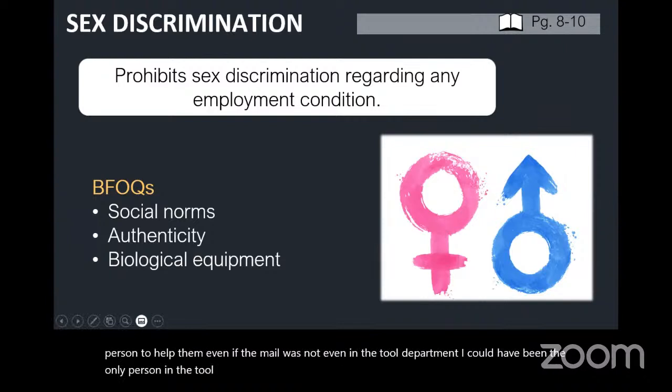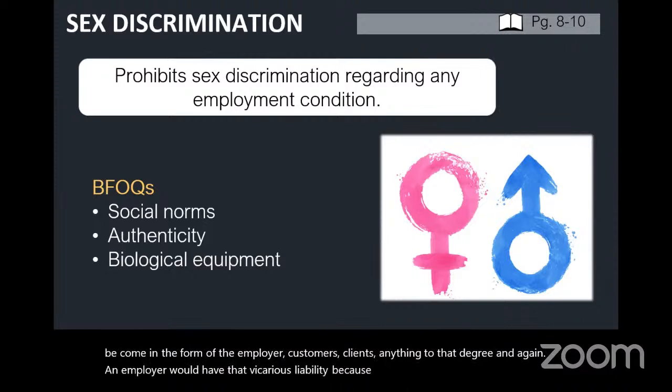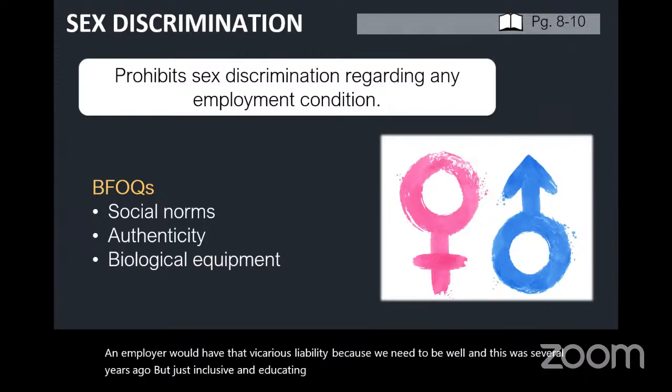So there is some sex discrimination again, and it could come in the form of the employer, customers, clients, anything to that degree. And again, an employer would have that vicarious liability because we need to be, well, and this was several years ago, but just inclusive in educating our business partners.